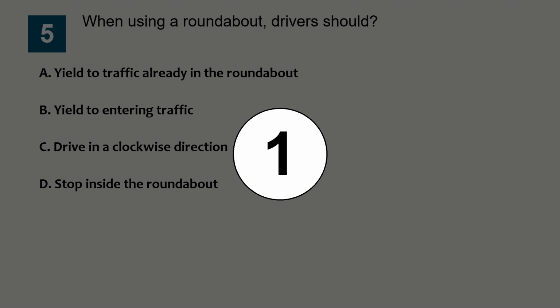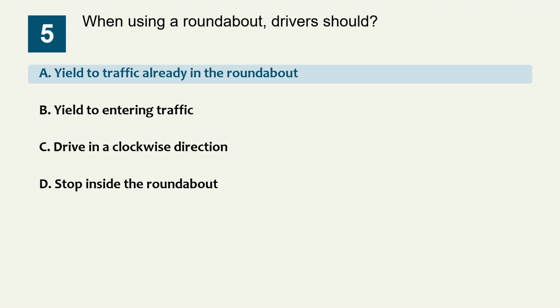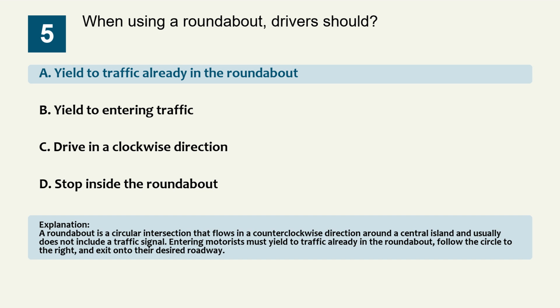The correct answer is option A, yield to traffic already in the roundabout. A roundabout is a circular intersection that flows in a counterclockwise direction around a central island and usually does not include a traffic signal. Entering motorists must yield to traffic already in the roundabout, follow the circle to the right and exit onto their desired roadway.